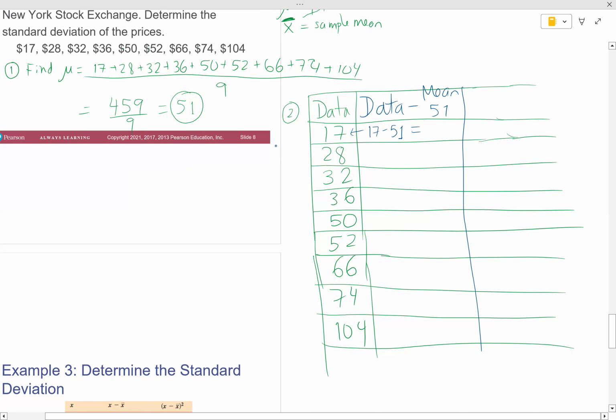You can just write the result. You don't have to write 17 minus 51 is blah. You just write this number, negative 34. That's all. And then the same thing here, but now this data value is 28. So I'm taking away 51 from that.